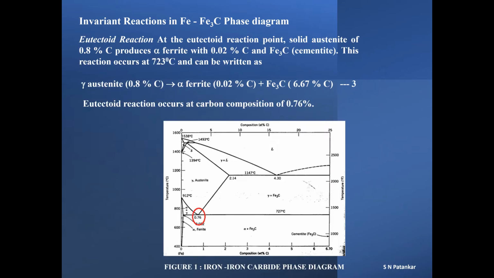The other important invariant reaction as far as the iron-iron carbide phase diagram is concerned is the eutectoid reaction. As per chemical equation 3 seen here, during the eutectoid reaction, austenite phase containing 0.8% carbon at 727 degrees C dissociates into two solid phases, alpha ferrite and cementite or iron carbide. The red circle on the phase diagram in figure 1 marks the region where the eutectoid reaction occurs.